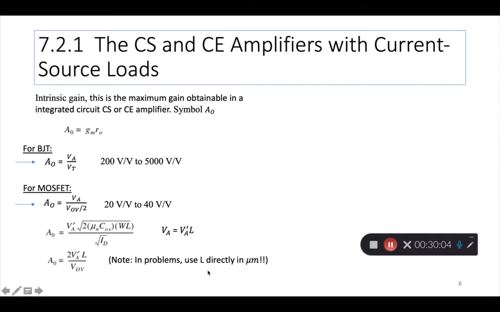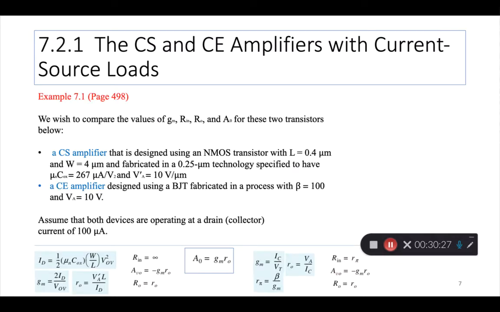In problems, I just wanted to point this out right away: the L is often directly given in micro. So if you see an L given in micro, you don't have to put it into 10 to the power minus 6 in the formula. Just use the value directly in this formula and it'll work. I caution you about that right up front. All right, so we have problems on this topic, on how to use all that we have learned so far to get an output. We'll come back and do it later.